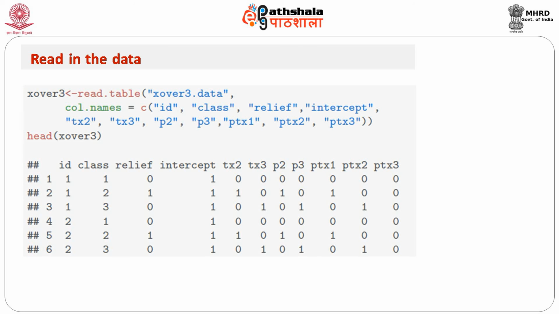Note that this data file does not have the column names, but there is another file which explains what the column names are, so the column names have been taken from there. We have ID and class and whether there was relief, and then TX2 stands for treatment level 2, TX3 treatment level 3, then period 2, period 3, and then the carryover effect, PTX1, PTX2 and PTX3. So, this is the data. If we use head of the crossover 3 data, this is what we get.